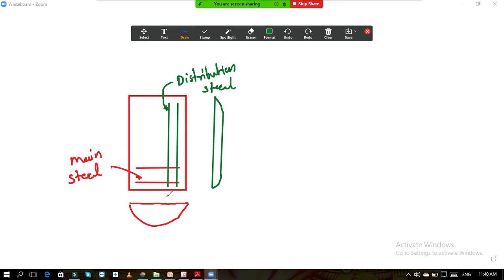That is why the reason is we provide the main steel in only one direction, that is only along the shorter direction. And you are providing main steel in one direction only. That is why the name of this slab is one-way slab.